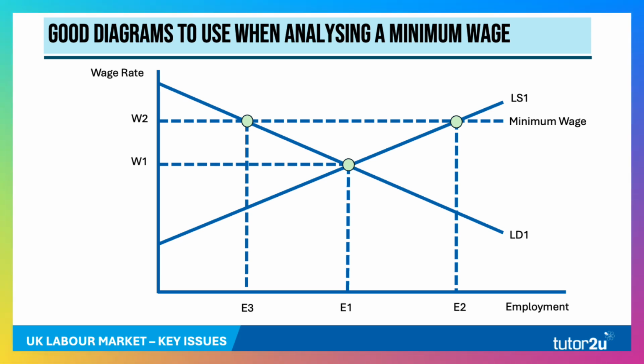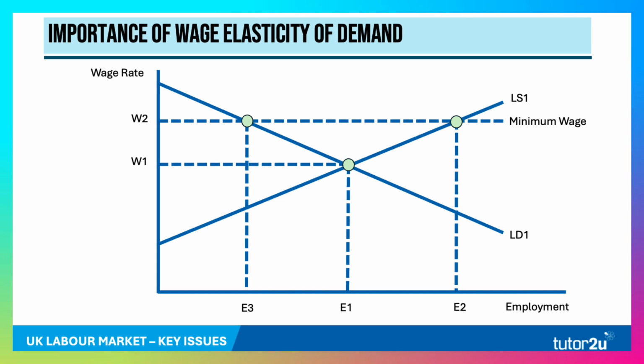Now, that's fine. That diagram is absolutely fine in an exam, but examiners are now looking for you to develop the diagram to build a slightly more sophisticated analysis. One way to do that is to change the elasticity of demand. So here's a slightly more wage inelastic labour demand curve, LD2. And you can see if that's the case, the same minimum wage of W2, we don't get quite as big a fall in employment as you did before. Employment falls from E1 to E4 instead of from E1 to E3.